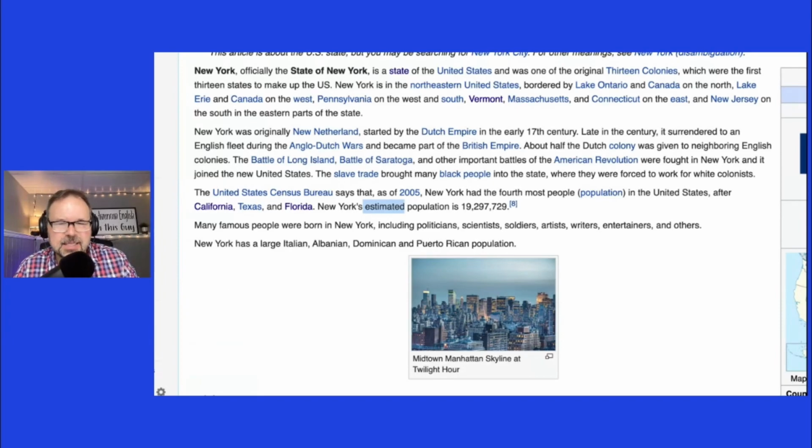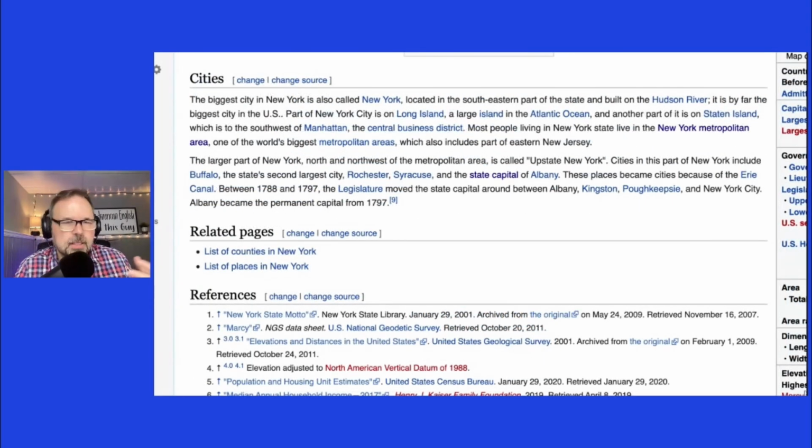So New York's estimated population is, let's practice reading big numbers, 19,297,729. Notice the commas in that number. Those are big keys of where you want to stop, pause, and think about the placeholding number. 19,297,729.